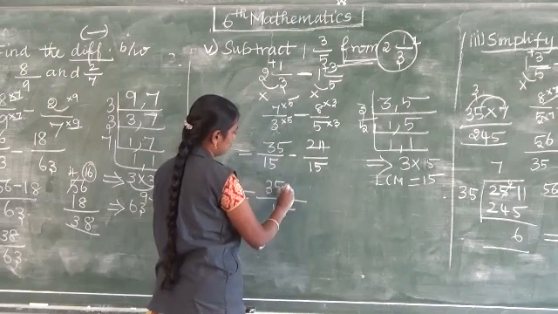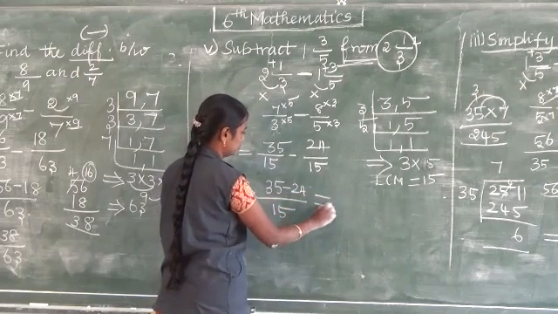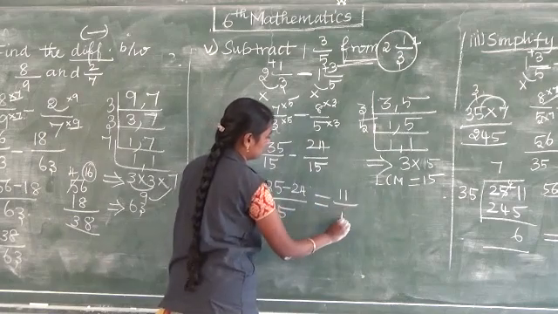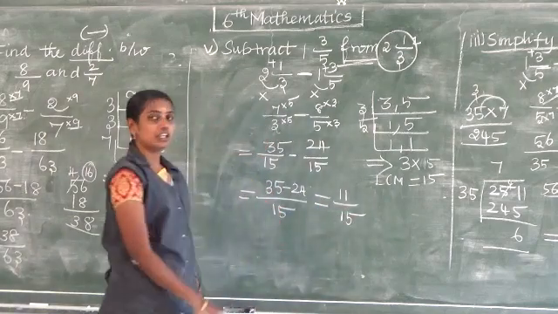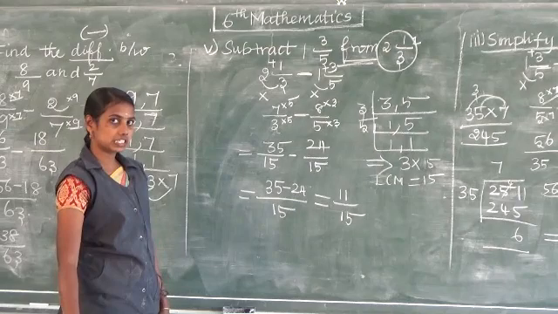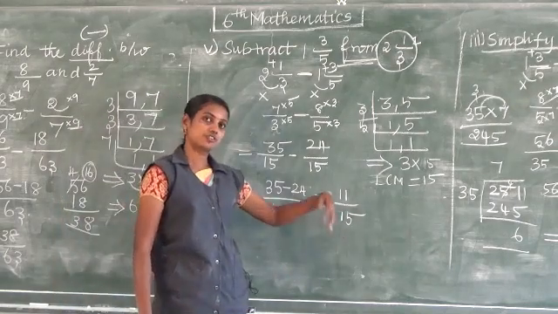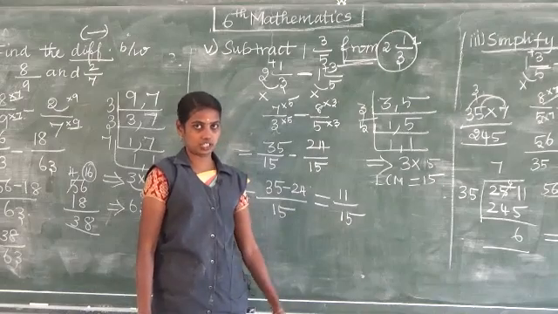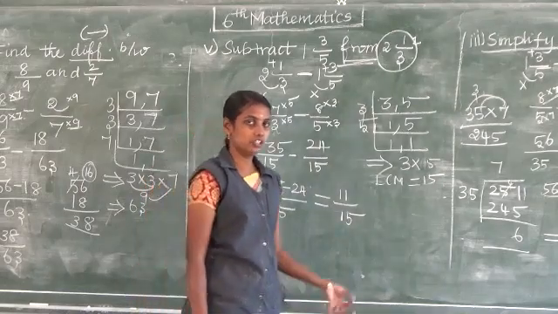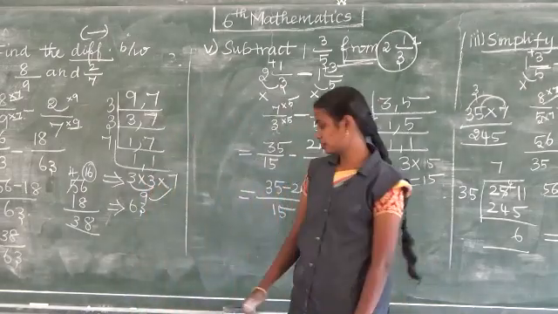Subtract 35 minus 24, 11/15. 11 and 15 you cannot cancel, so let it be as it is. It is a proper fraction, so you cannot convert it into a mixed fraction. If it is an improper fraction, we will convert it into a mixed fraction.